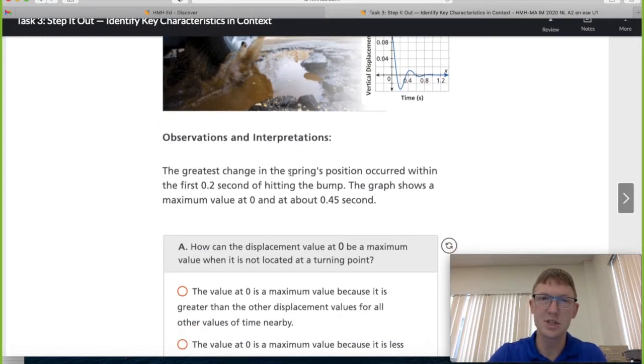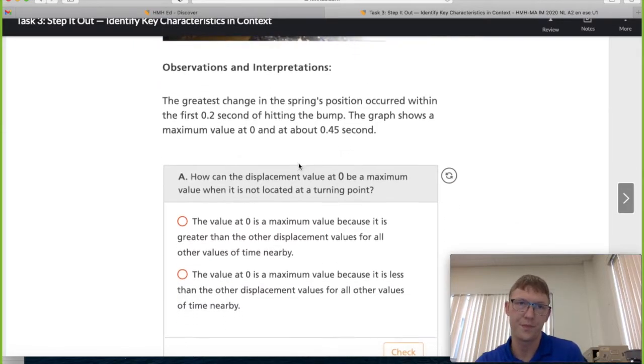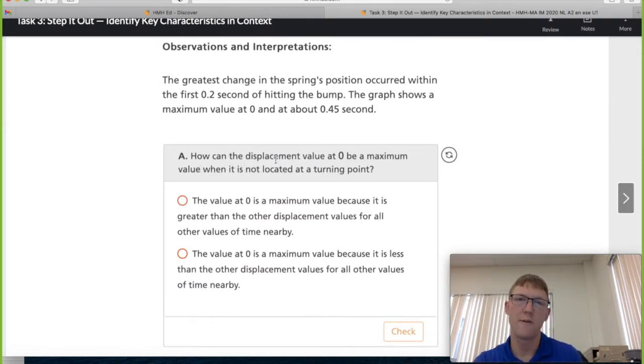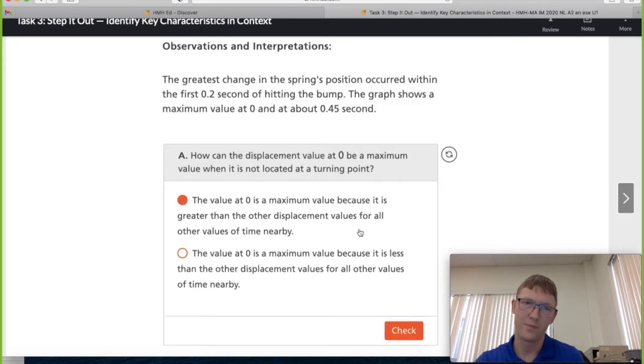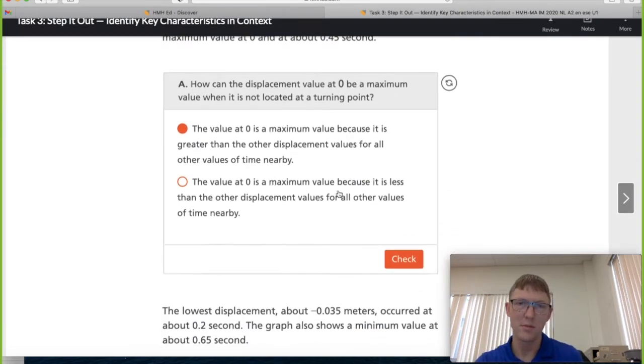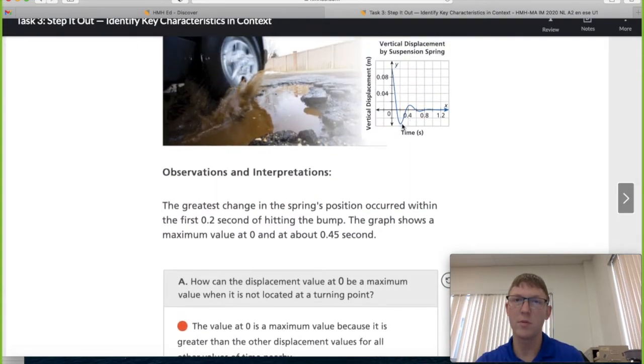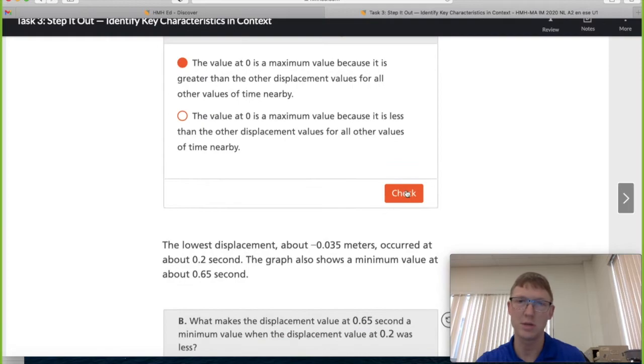So let's see here. The greatest change in spring position occurred within the first 0.2 seconds, hitting a bump. The graph shows a maximum minimum value at 0 and okay. Cool. How can the displacement value at 0 be a maximum value when it is not located at a turning point? The value at 0 is a maximum value because it is greater than all the other displacement values. Yeah, so maximums and minimums don't necessarily have to be at a turning point, but local maximums and minimums are generally always at a turning point.